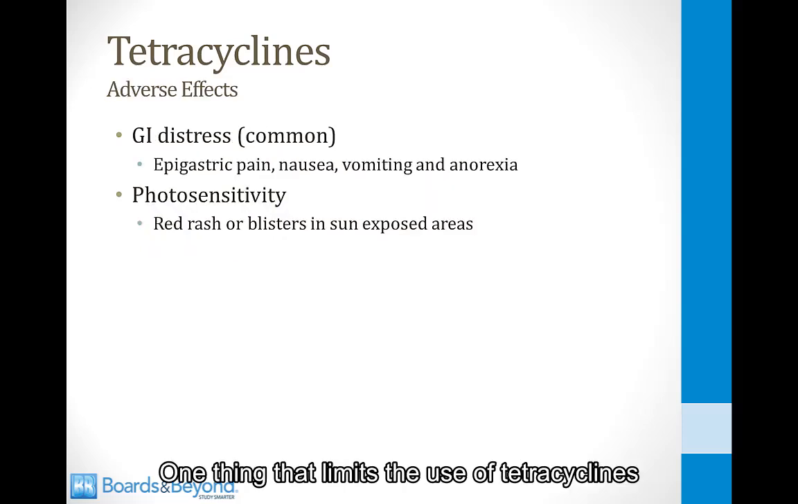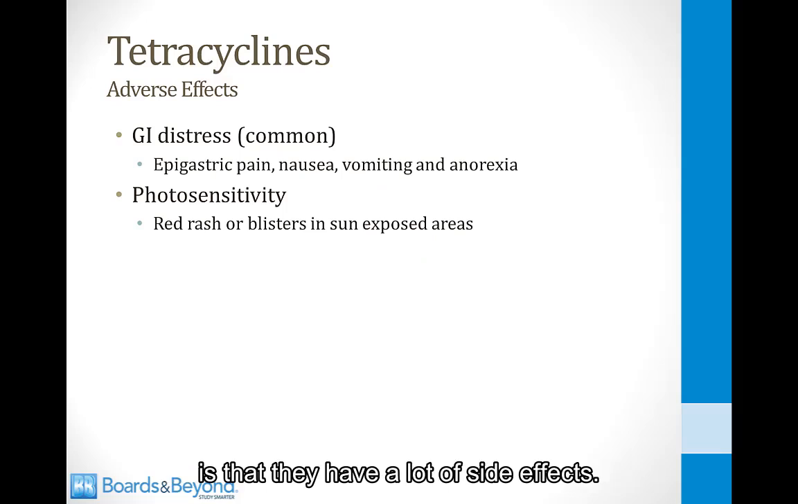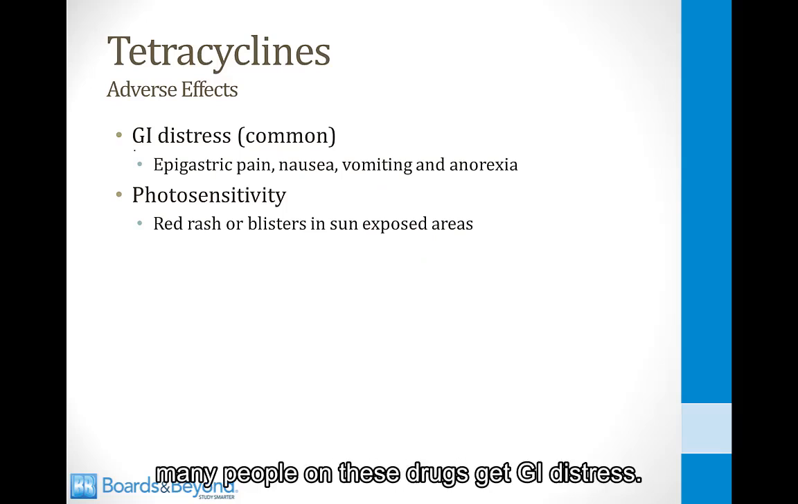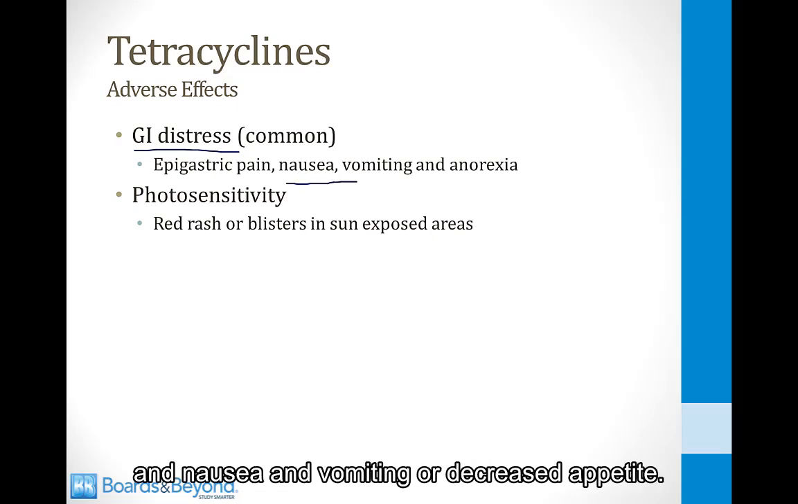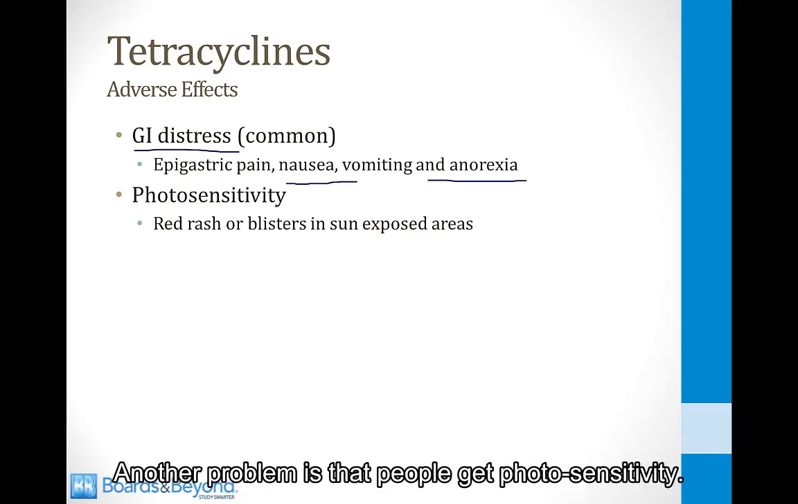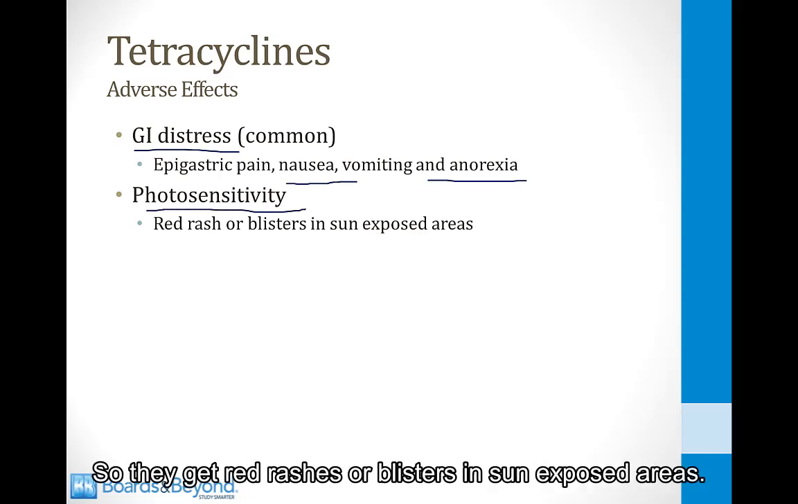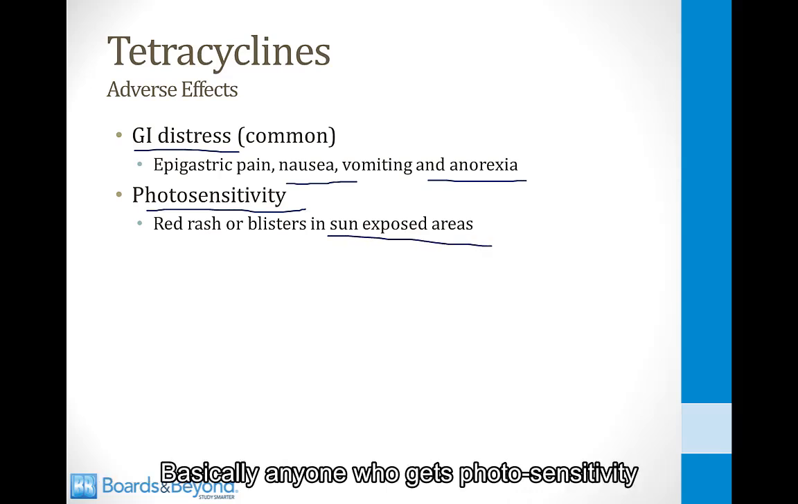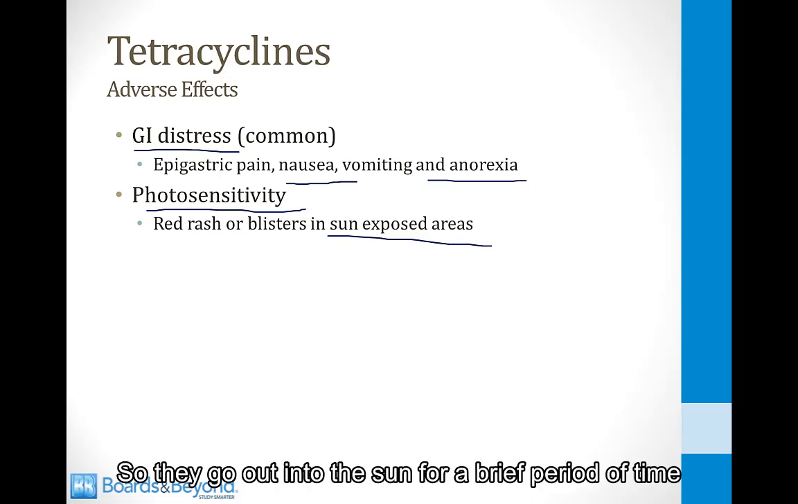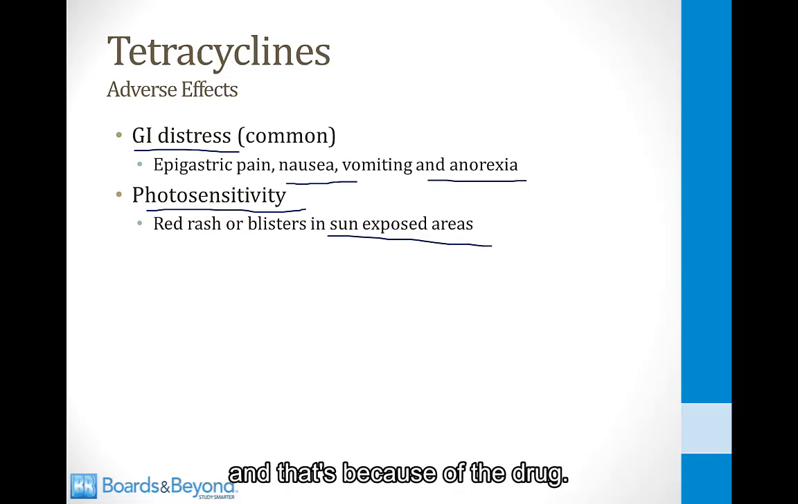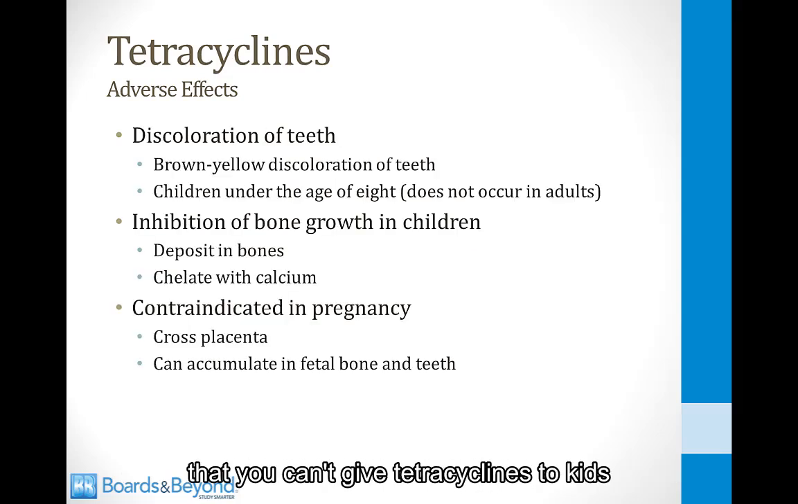One thing that limits the use of tetracyclines is that they have a lot of side effects. So first of all, many people on these drugs get GI distress, so they complain of belly pain and nausea and vomiting or decreased appetite. Another problem is that people get photosensitivity, so they get red rashes or blisters in sun-exposed areas. Basically, anyone who gets photosensitivity in reaction to a drug will tell you that they sunburn very easily, so they go out into the sun for a brief period of time and their skin gets bright red, and that's because of the drug.